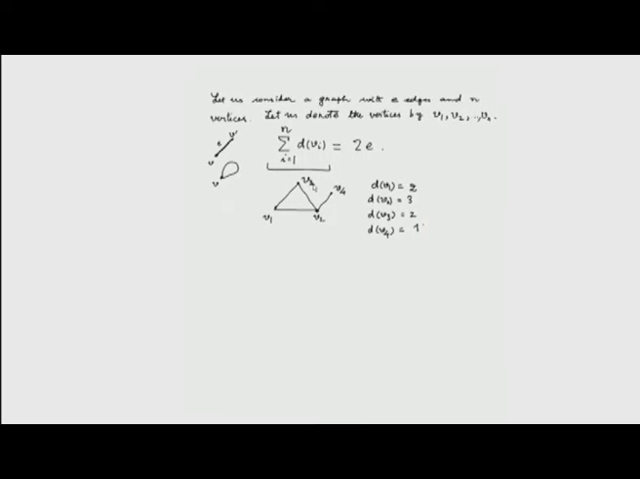Now, if I add all of them, degree of V1 plus degree of V2 plus degree of V3 plus degree of V4 is equal to 2 plus 3 plus 2 plus 1, which gives me 8.